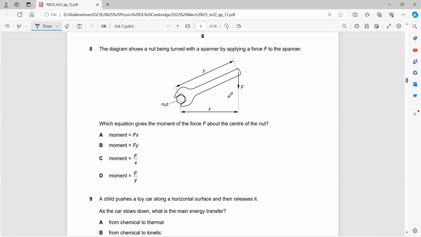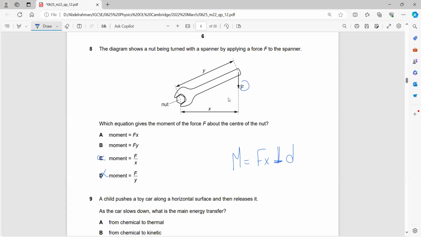I actually love this question. Which equation gives the moment? How can I find the moment? Moment equals force times perpendicular distance. Right? Perpendicular distance. Okay, force, we have the force.